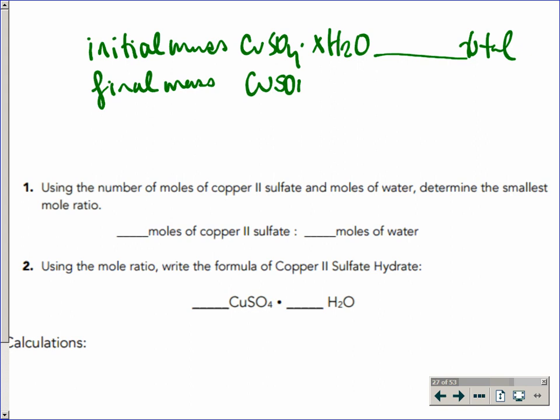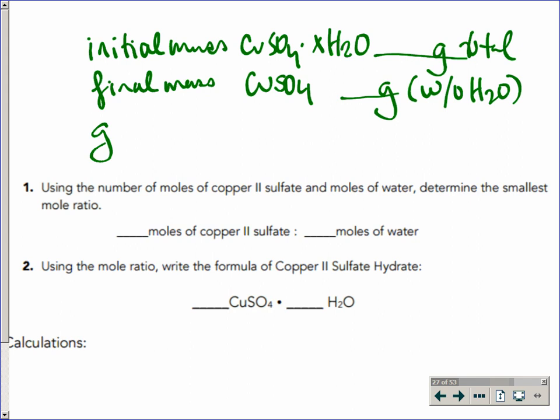So this is just copper 2 sulfate, no hydrate. I'm going to put without water just so you're clear. And your mass would change from initial to final, right? What do you think that change represents? The loss of water. So that difference in mass, initial and then the mass of the copper 2 sulfate, that mathematical difference is the mass of the water. So then you should have grams of water that you can establish. From there, you can convert to moles, like it says, using the molar mass in the data table. You can convert to moles for each of those substances and then proceed.